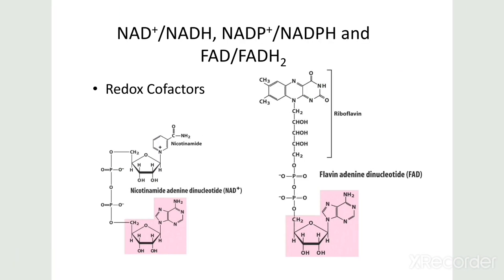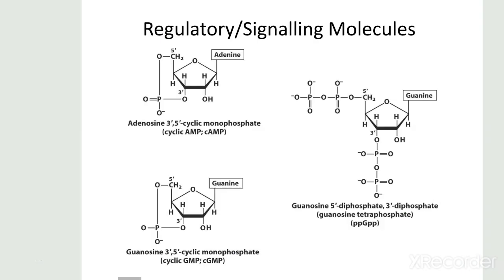Now let's see the structure of nicotinamide adenine dinucleotide. It consists of a nicotinamide group, adenine and phosphates. Let's go through the structure of flavin adenine dinucleotide. You can see it is a derivative of riboflavin, that is vitamin B2. Now in the pink shaded area you can see the ribose sugar and the adenine base that is attached to the two phosphate groups that further attach to the precursor of riboflavin.